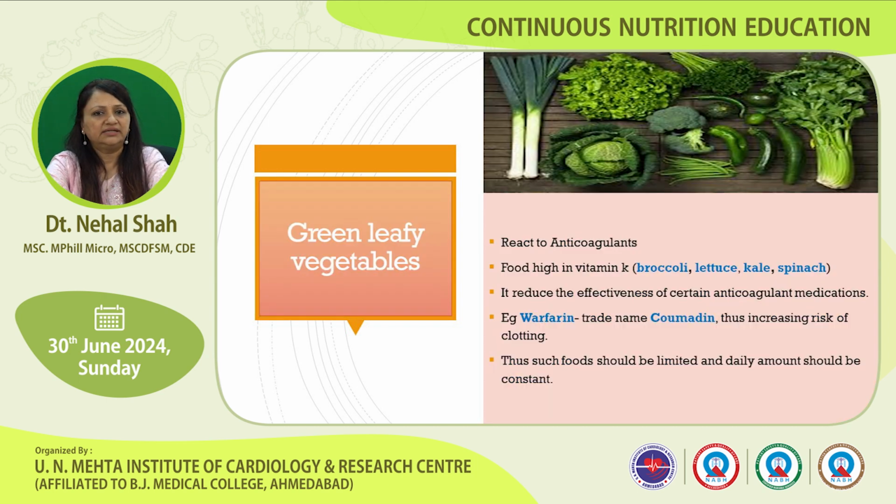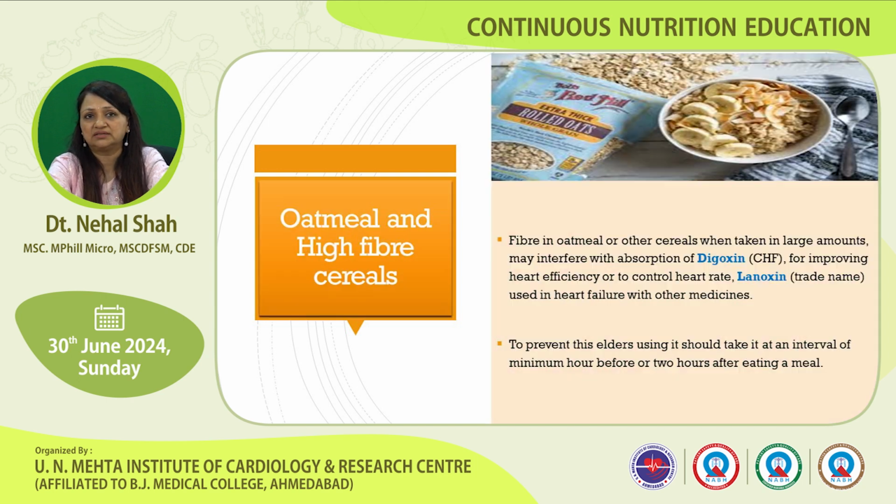Now, certain green leafy vegetables are high in vitamin K, like broccoli, lettuce, kale and spinach. They may react with anticoagulants and reduce the effectiveness of these anticoagulant medications, for example warfarin or coumadin. It increases the risk of clotting if these foods are used. Thus, such foods should be limited and the daily amount should be constant.